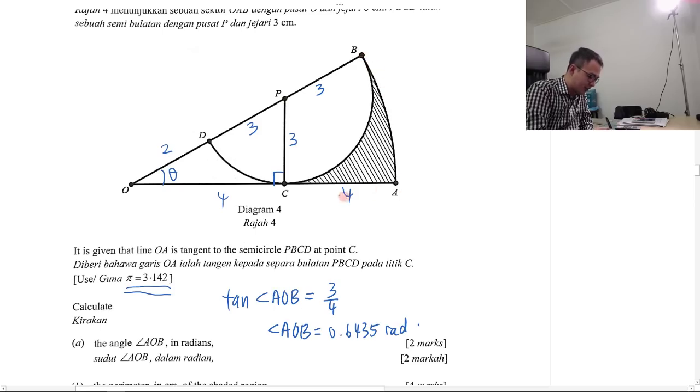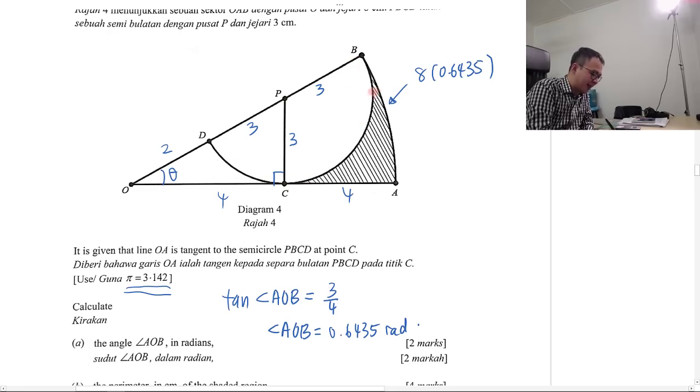So of course I just got this angle, right? So the arc length of AB is very easy. S equals r theta, right? R is 8, theta is 0.6435. Okay, right now I already got the arc length for AB. So right now I want to get the arc length of BC.